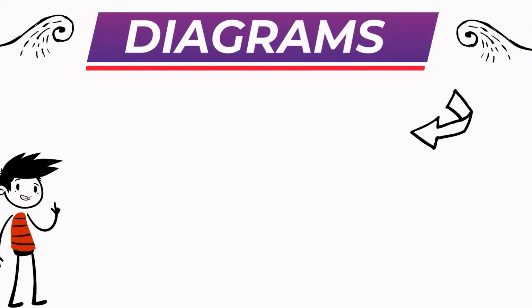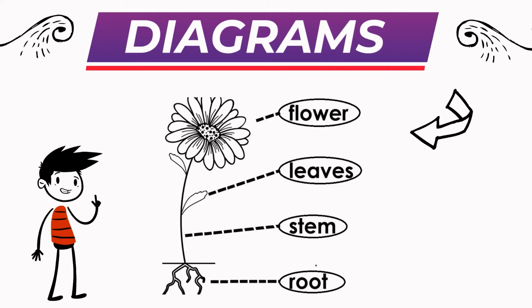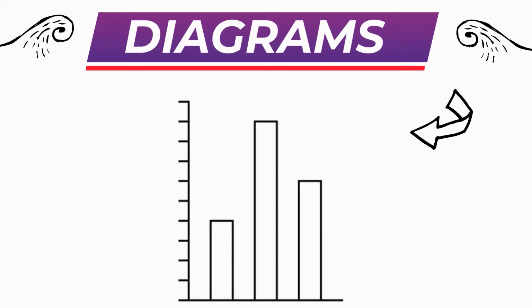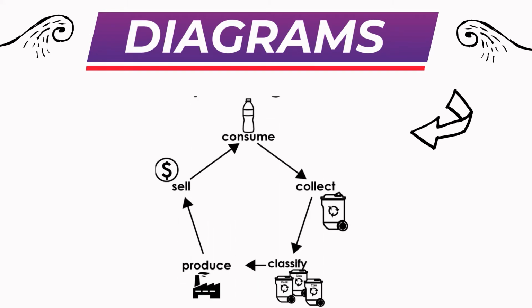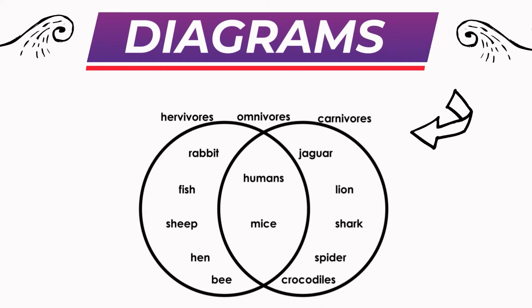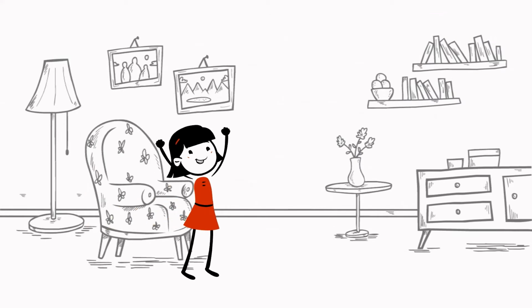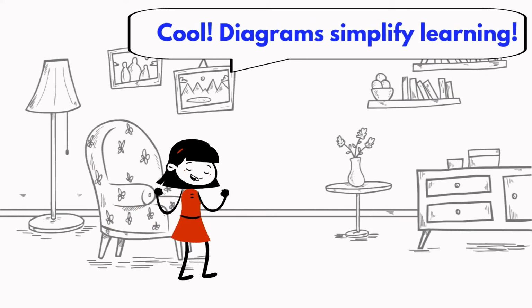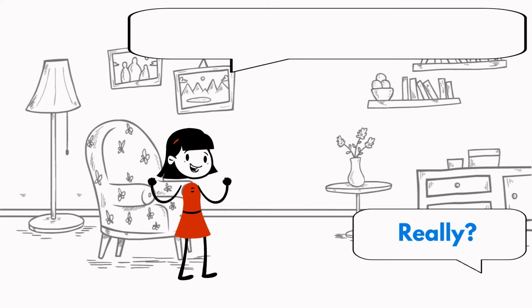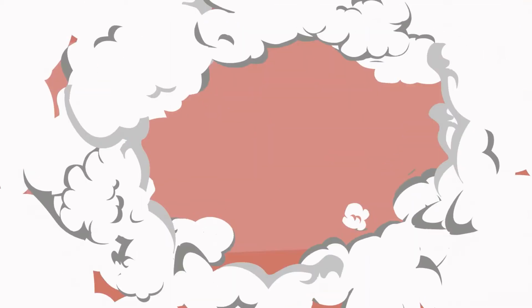Diagrams. Look at these examples. This is a regular diagram. We also have bar graphs, cycle diagrams, Venn diagrams, and more. Cool! Diagrams simplify learning. Really? Of course! Watch this.